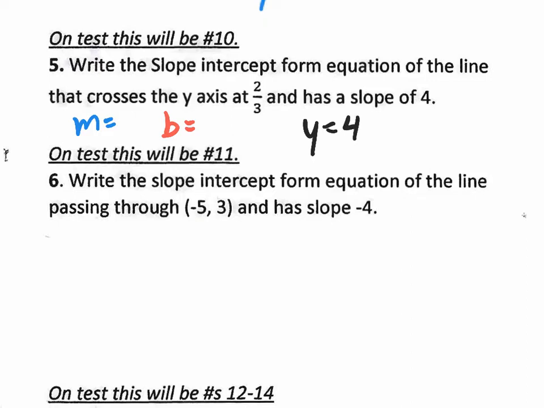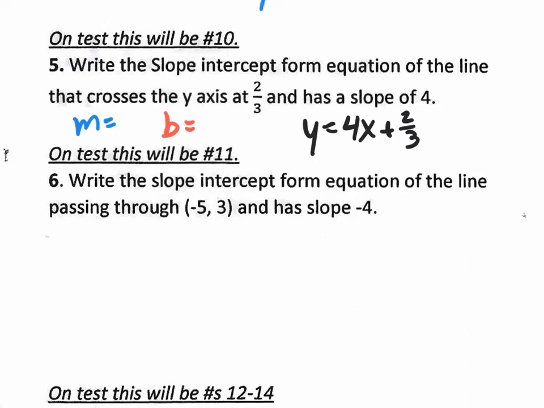y equals 4x plus 2/3. Yeah, I tried to trick you right there. Just because you see a fraction doesn't make it automatically a slope. As a matter of fact, you got to read carefully. It says the slope is 4, so the m value has to be 4 right in front of x. It says it crosses the y-axis at 2/3. That means that the b value is 2/3. Okay, so keep that in mind right there.